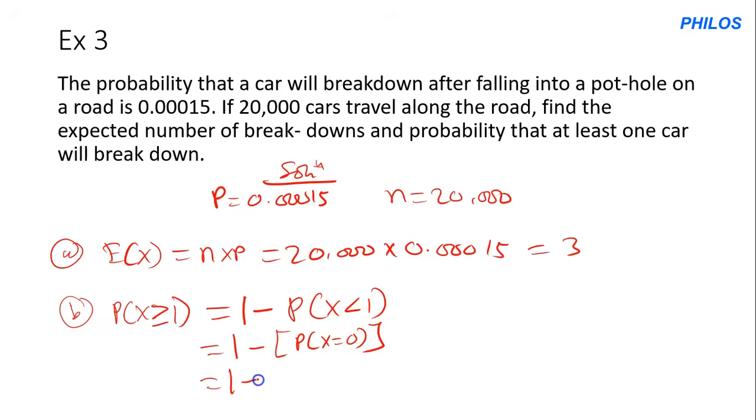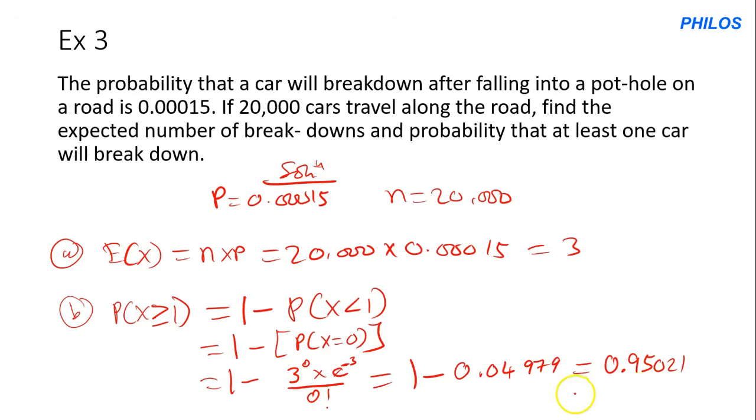And this will give us 1 minus. Now to find the probability that X is exactly 0, what is the mean? The mean is 3, isn't it? So we say 3 exponent X, which is 0, times E exponent negative mean, which is 3, divided by 0 factorial. And that will give us 1 minus 3 exponent 0 times E exponent negative 3 divided by 0 factorial, which will give us 0.04979. So 1 minus 0.04979 will give 0.95021. So that is the answer.